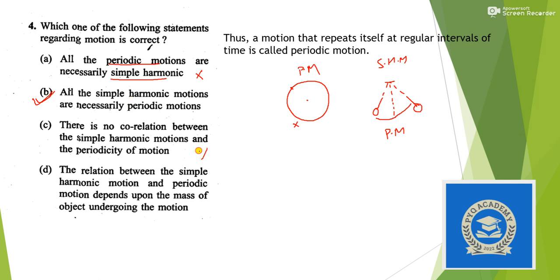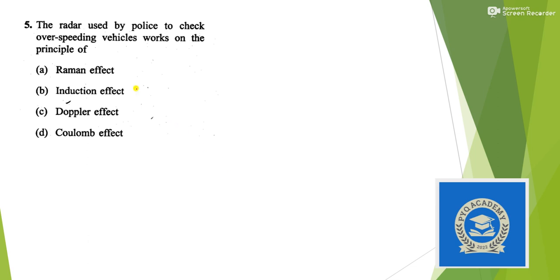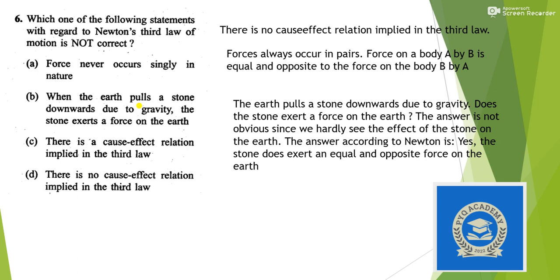All these other options are wrong. Now let's move to the next question. The radar used by the police to check overspeeding vehicles works on the principle of... this is a question which is asked a number of times. The answer is Doppler effect. If you don't know, then please remember it. It is an important question.